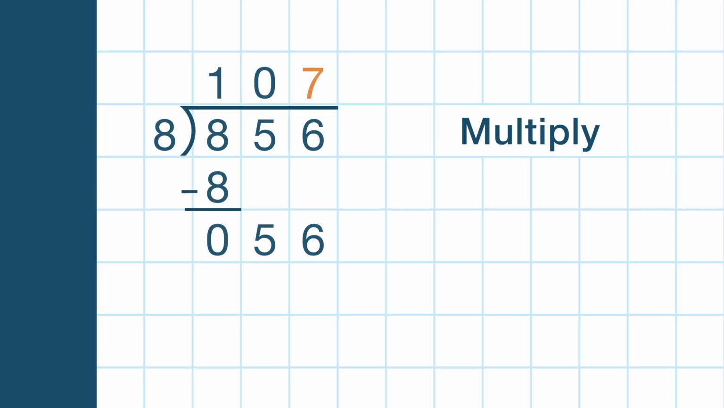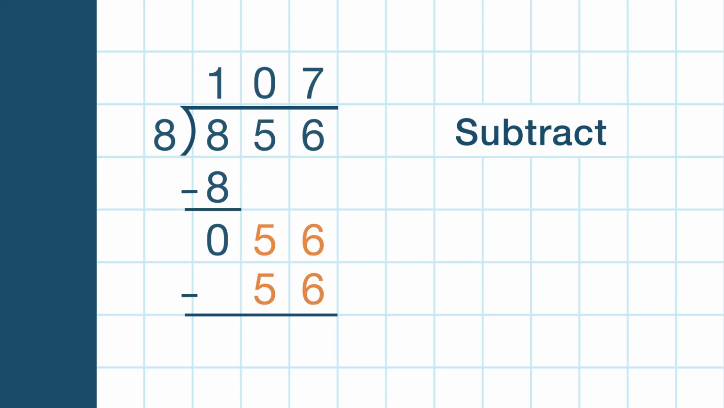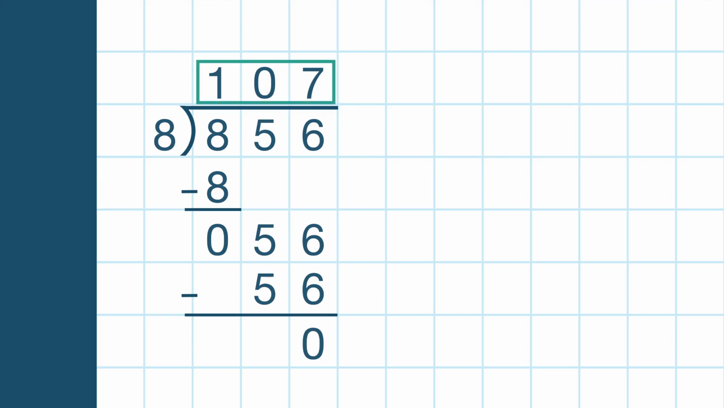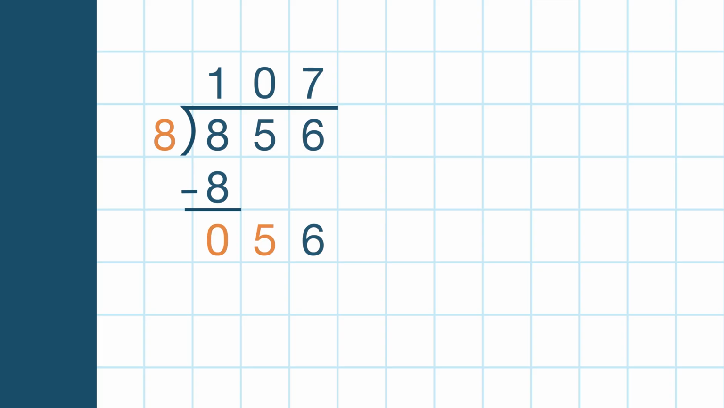Multiply. 7 times 8 equals 56. Subtract. 56 minus 56 is 0. There is nothing left to bring down. The quotient is 107. If the divisor doesn't go into the number you're working with, write 0 in the quotient. Then bring down the next digit and continue dividing.